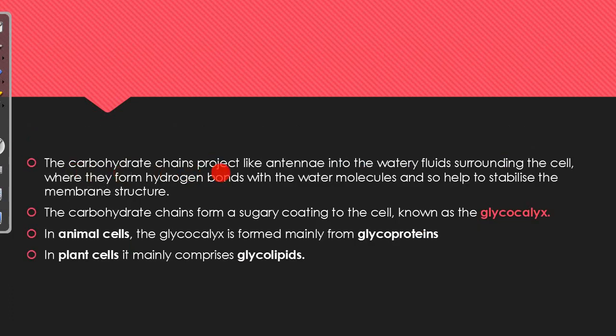The carbohydrate chains project like an antenna into the watery fluid surrounding the cell, where they form hydrogen bonds with water molecules, which helps to stabilize the membrane structure. So basically this carbohydrate chain's function is to stabilize the membrane structure. The carbohydrate chains form a sugary coating on these cells, known as the glycocalyx. In animal cells, the glycocalyx is formed mainly from glycoproteins. In plant cells, it mainly comprises glycolipids.